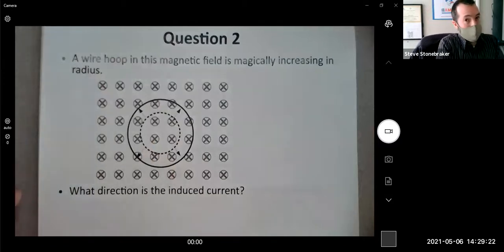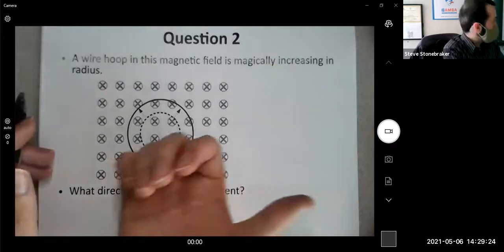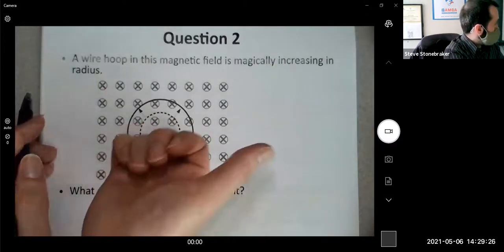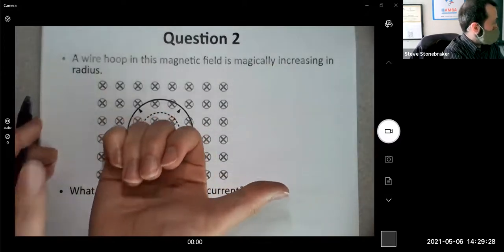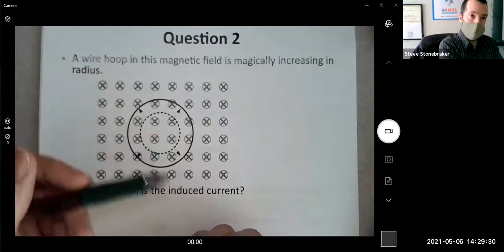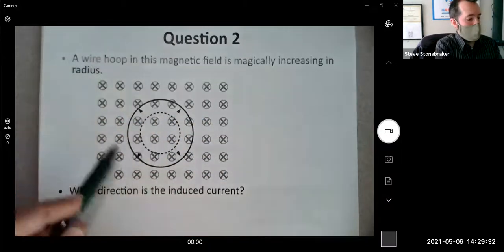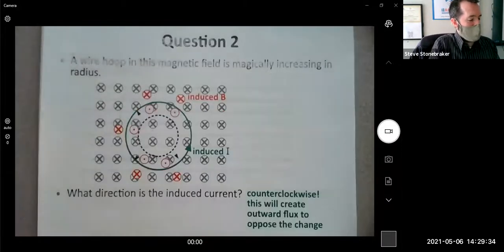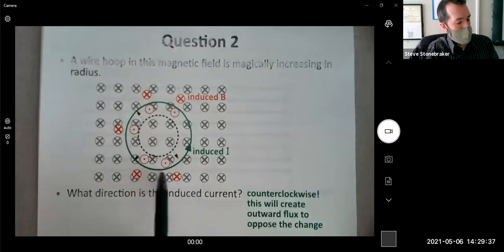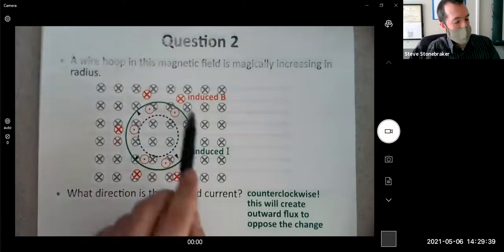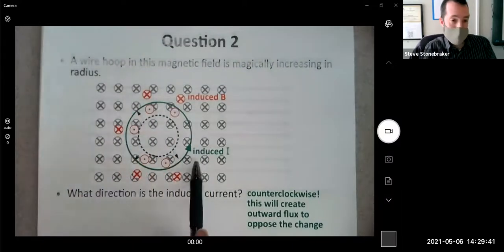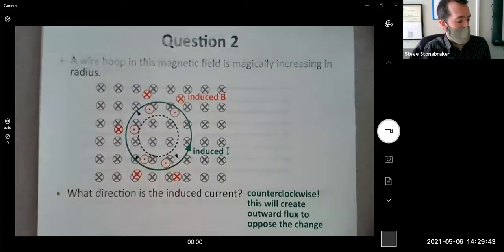So the result's going to be the opposite of last time. I want dots. So for the bottom part of the wire, that means my thumb needs to point right. That way the field is coming out. With that, it means the current the whole way around has to be counterclockwise. That's going to counteract the change.